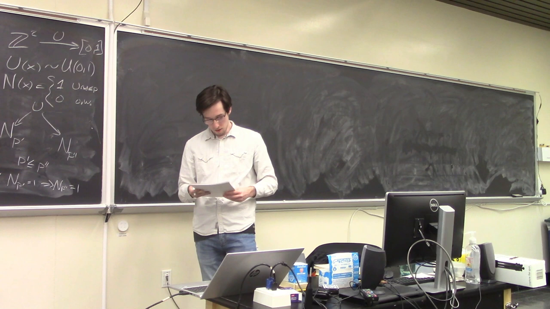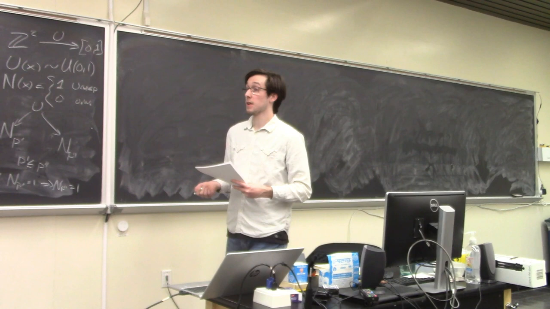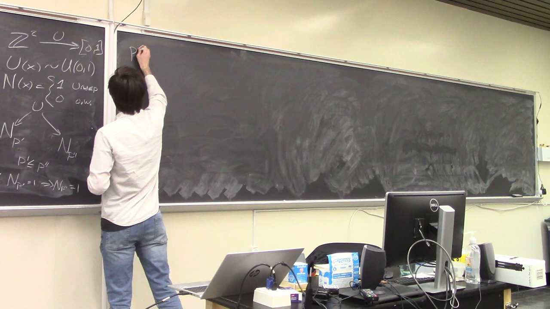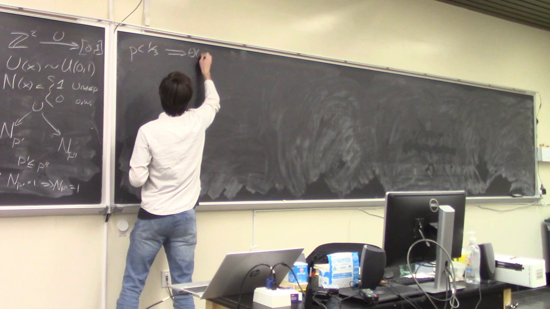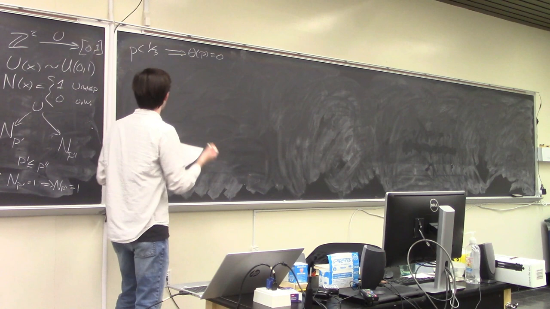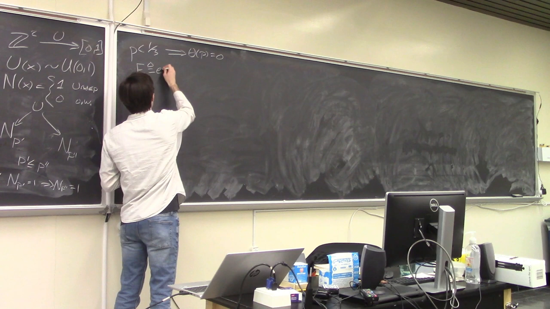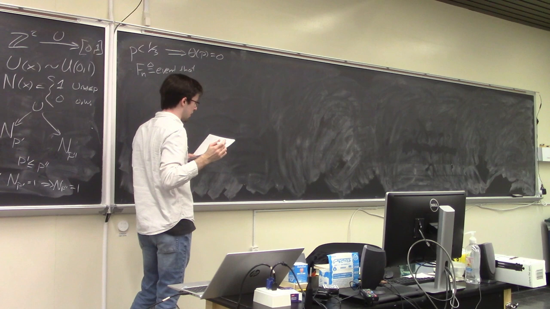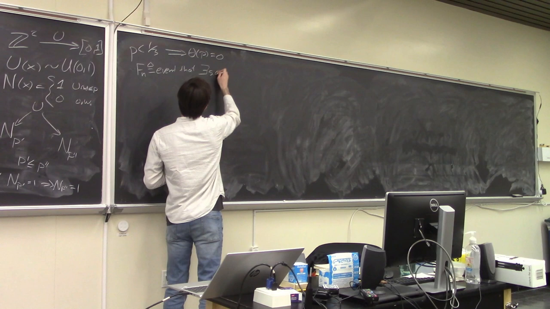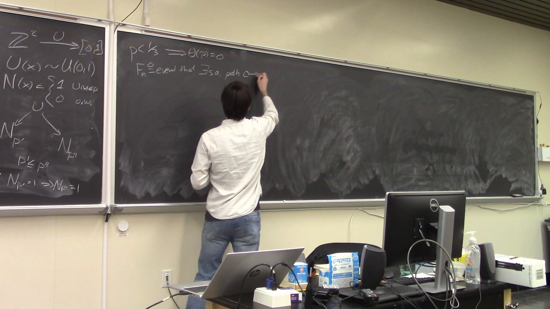So the way that you would do this is as follows. We want to show that p less than 1/3 implies theta p is strictly 0. So the way that we do this is to define f n to be the event that there exists a self-avoiding path of length n starting at 0. So there exists a self-avoiding path from 0 to, you know, wherever, of length n.